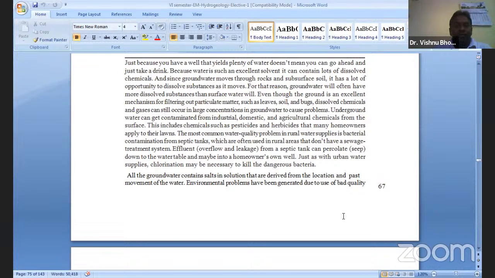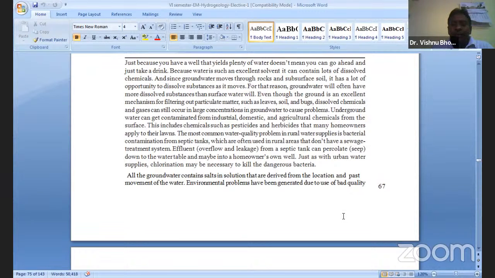It depends on the different mechanisms. When the water is transported through the conduits or through the pores, it is naturally filtered, so we get pure water there.